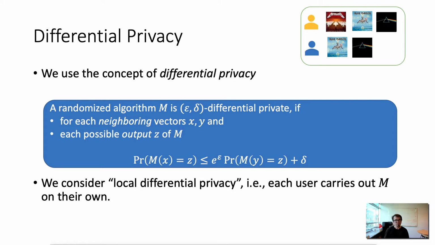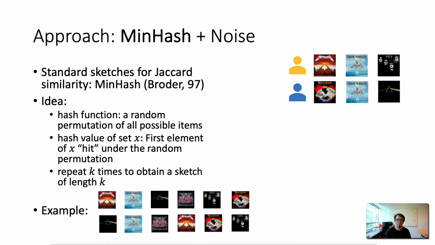There is a central model of differential privacy and there is a local model. We consider the local model where each user does this randomization on their own. So how does this work? In general, what we want is that yellow and blue are able to produce differentially private versions of their user sets. And then they want these differentially private versions to have some kind of property to still be able to estimate Jaccard similarity to other users.